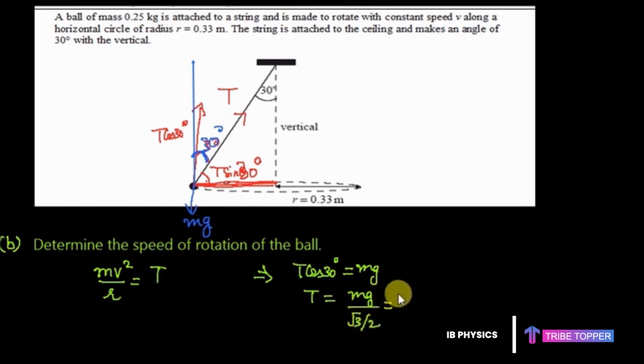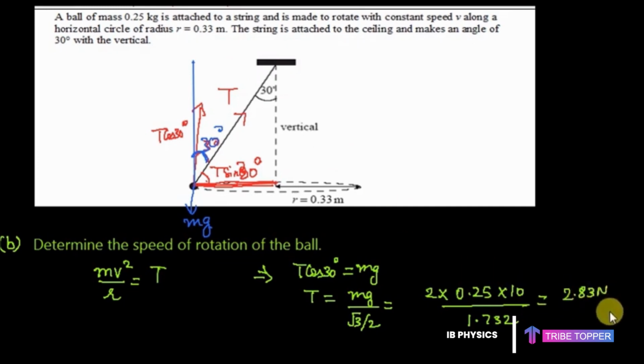Now substitute the values of the mass, which is 0.25. This 2 will go on the top. 2 times 0.25 times g, we'll take it as 10, upon square root 3, which is 1.732, and solving this we get 2.83 Newton. Now using this value of T, we are going to find out v, because we will get v from this relation as v squared is equal to rT by m. Therefore, v, the velocity which we have to find out, is the square root of rT by m.